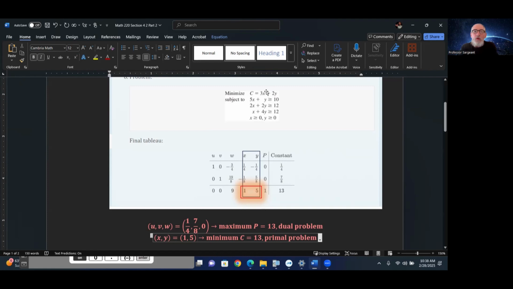If you check that up here, 3 times 1 plus 2 times 5, that does give you 13. And when you plug in 1 comma 5 for X comma Y in the first constraint, that will give you 10 greater than or equal to 10. On the second constraint, that will give you 12 greater than or equal to 12. And on the third, that's going to give you 21 greater than or equal to 12. All of those are true.